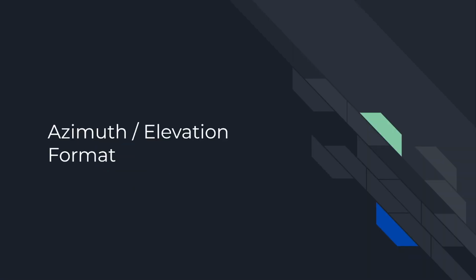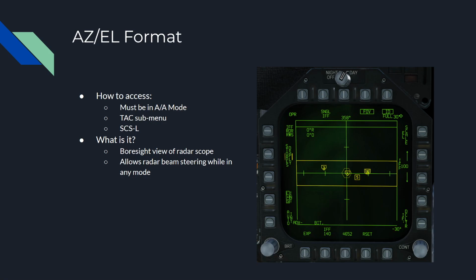But we're gonna press. So, Azimuth elevation. This is by far one of my favorite pages in the Hornet. It is so incredibly good. So, what it is is a bore-sighted view of your radar scope, also known as a C scope. You're essentially looking out from the nose and seeing it like you would normally view it. It's almost like TOO mode in the HARMs.